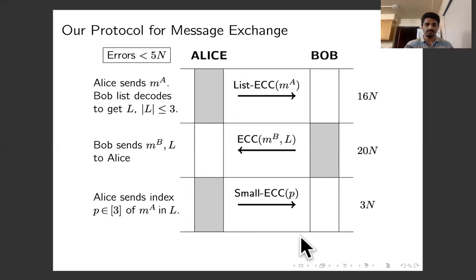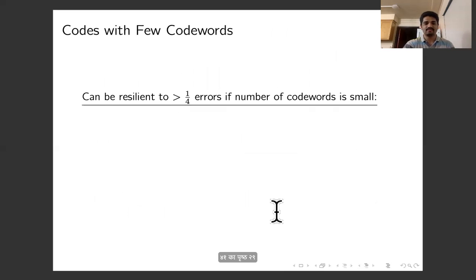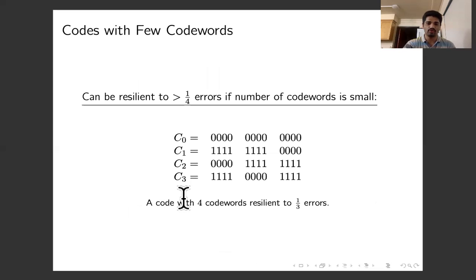larger than 1/4. Okay, so what happened here? I was saying all along that binary alphabets with unique decoding cannot give an error resilience larger than 1/4. What happened? Why does small ECC give that? The catch is that the code small ECC only has 4 code words, a constant number 4 of code words.